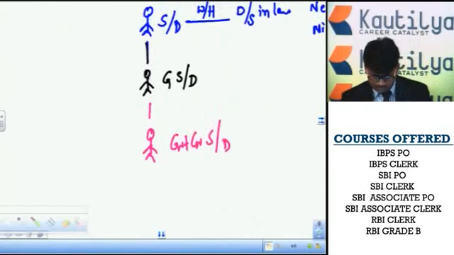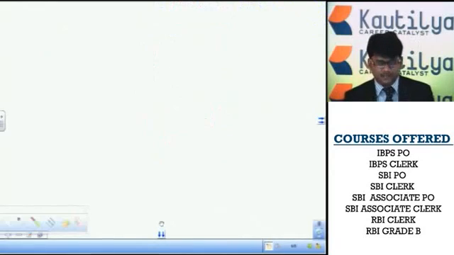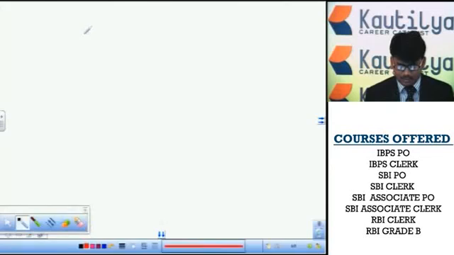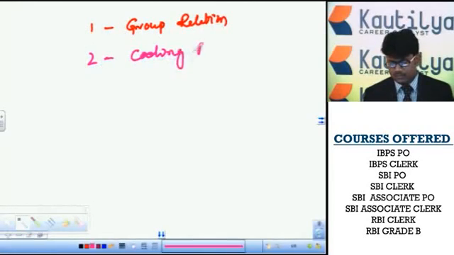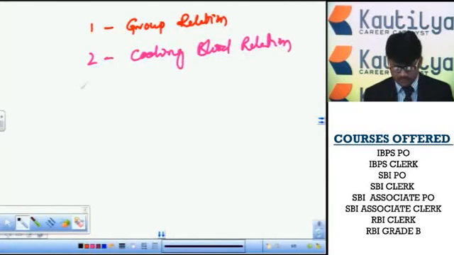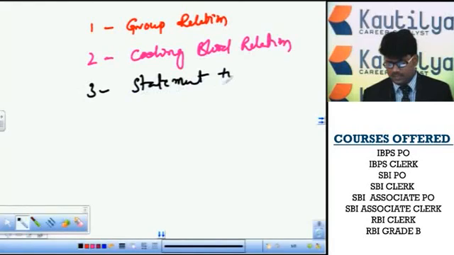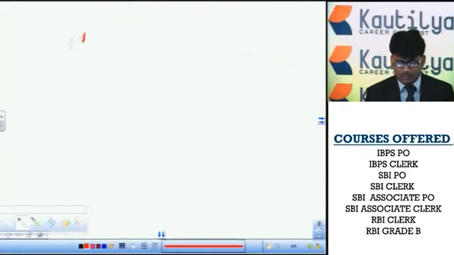Then the problems of blood relations are of three types. The first one is group relation. The second one is coding blood relation. The third one is statement type blood relation. First we are going to discuss group blood relation.